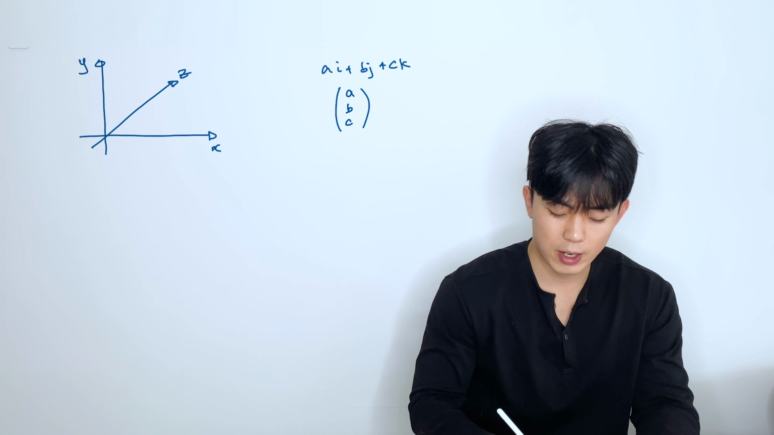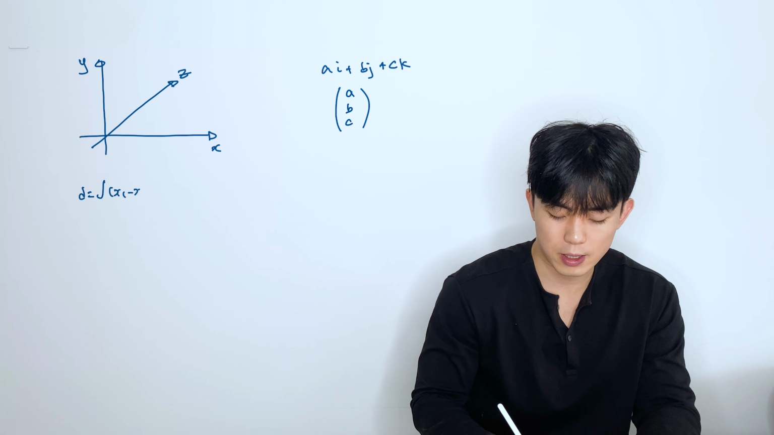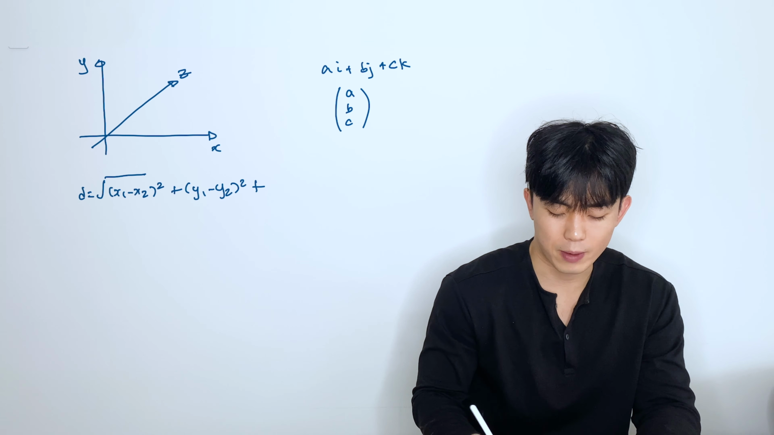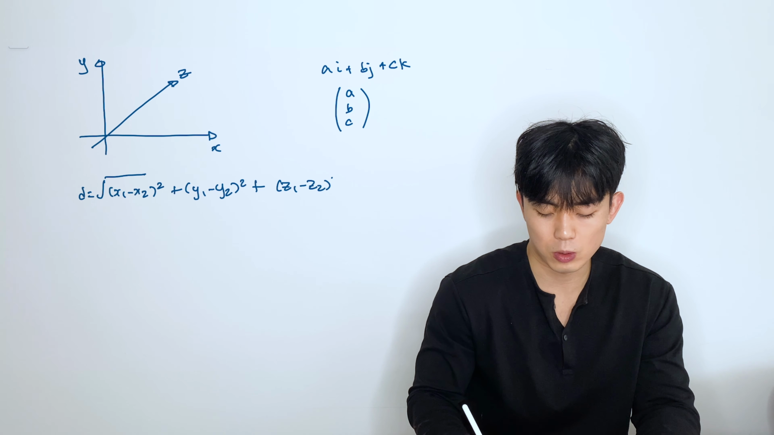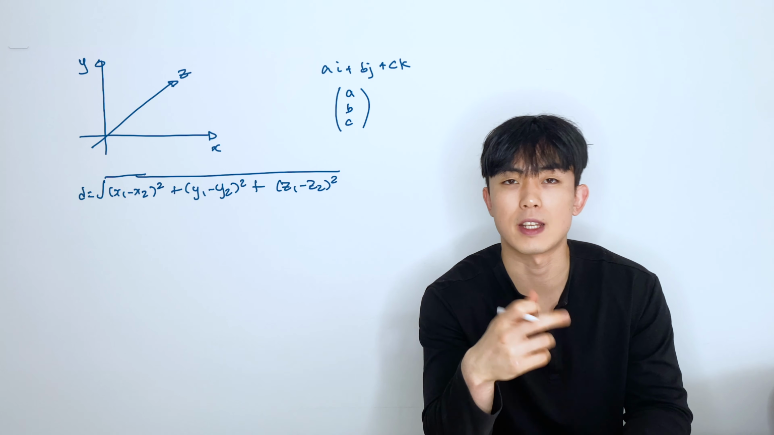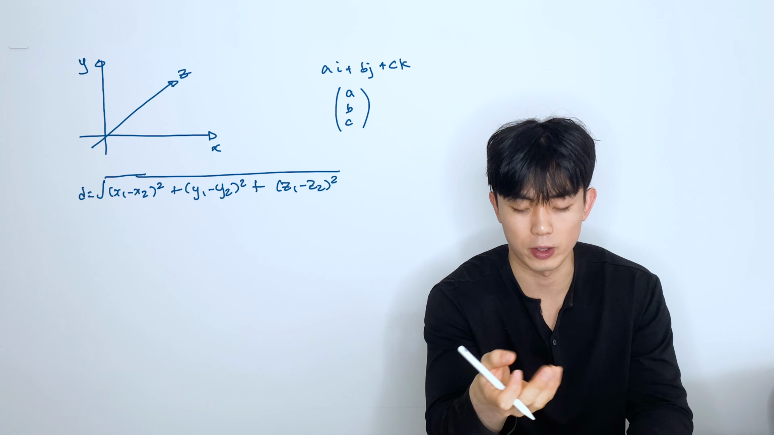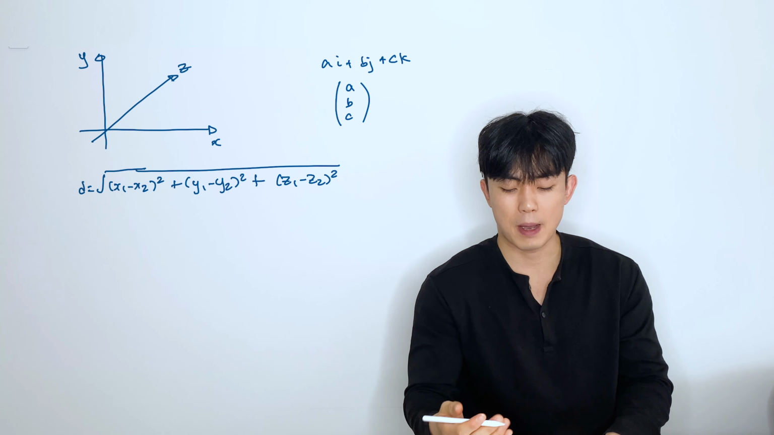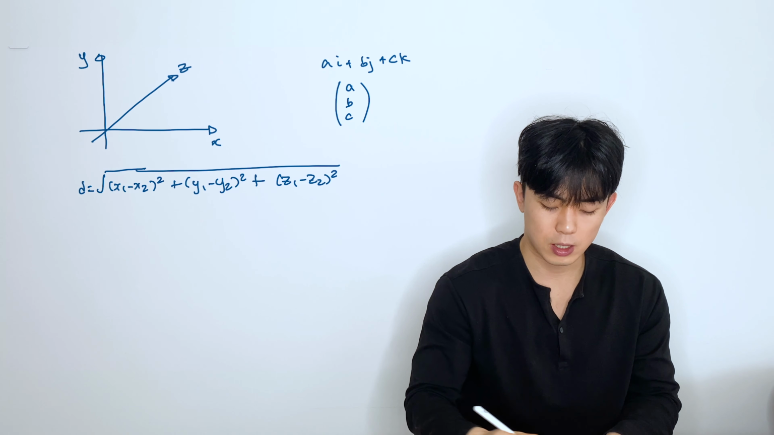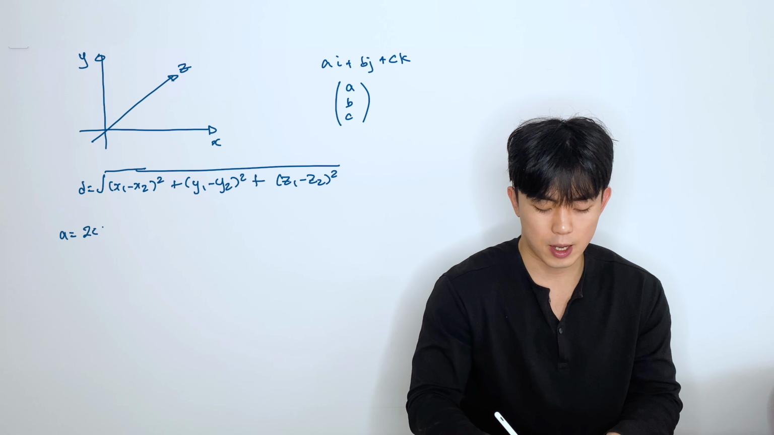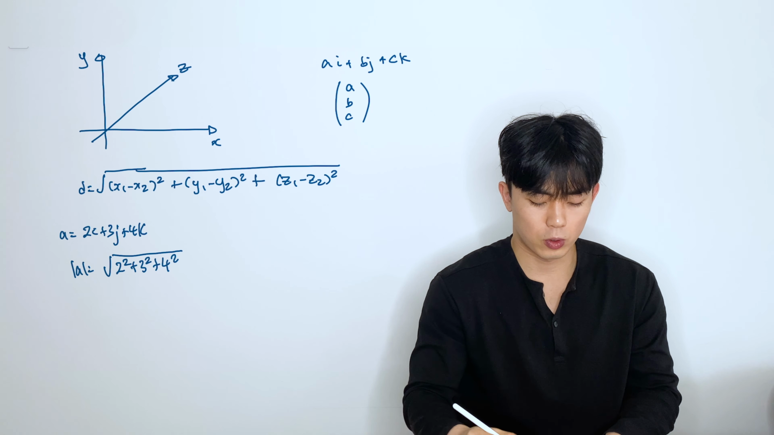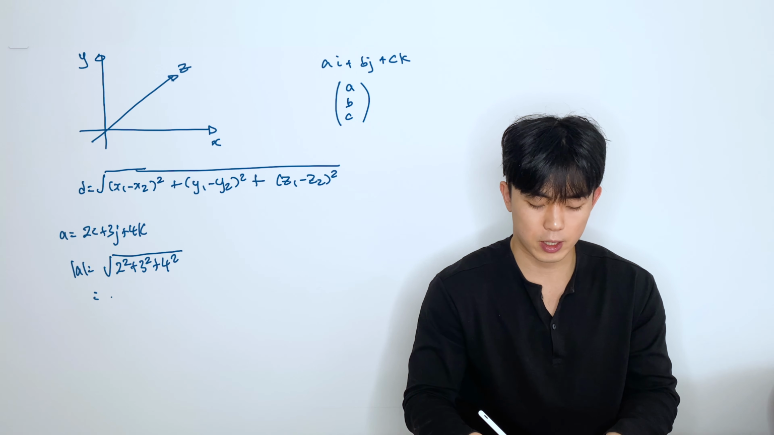Also, we can find the distances, right? So the distance equation is now x1 minus x2 between 2 points squared plus y1 minus y2 squared. And now because we have a z-axis, we should also do z1 minus z2 all squared. And then this will give us the distance between 2 points on the axes. Also, we looked at finding the magnitudes as well. Let's say A is 2i plus 3j plus 4k. We can find the magnitude of A by just doing 2 squared plus 3 squared plus 4 squared, which is 4, 9, 16, so 29, root 29 like this.